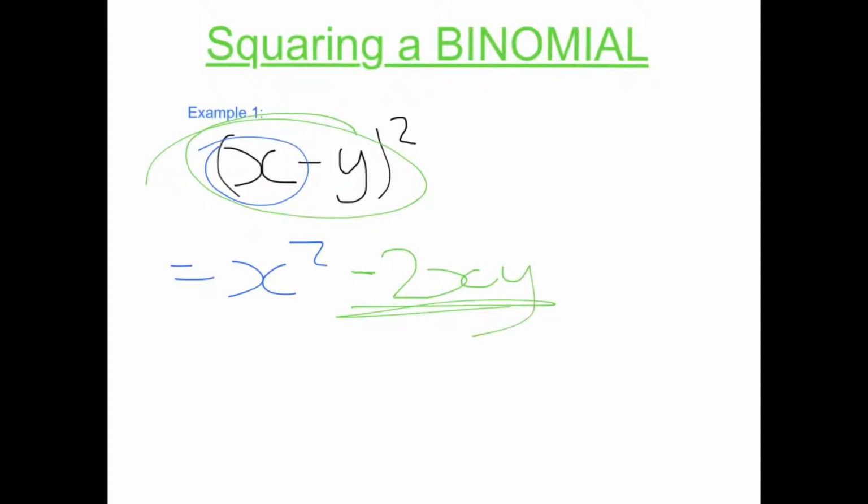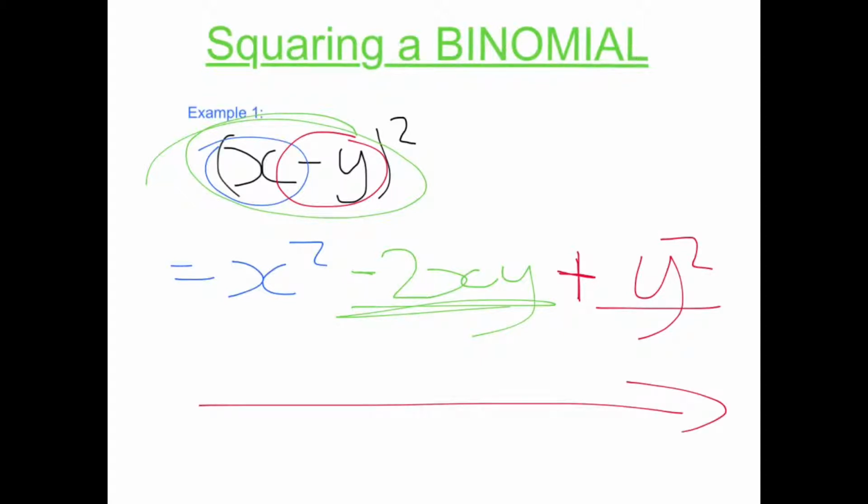And then to get our last term, we just take our last term and times it by itself. So negative y times negative y will give us positive, because a negative times a negative is positive, and we'll get y squared. And that will be our final answer.